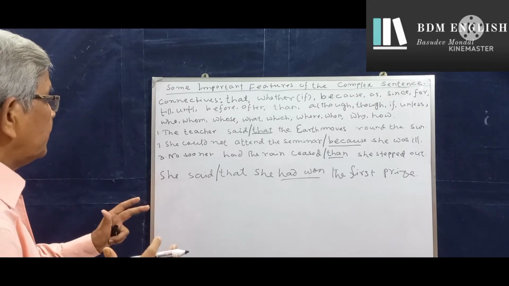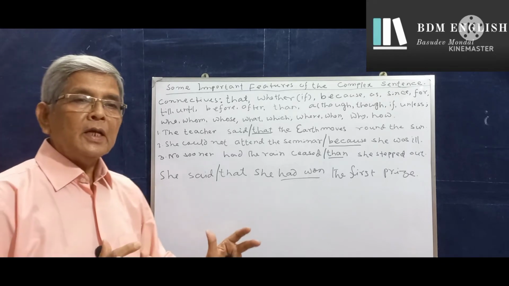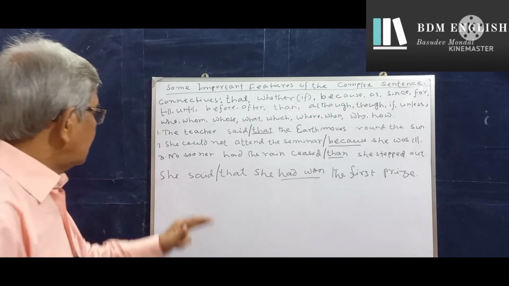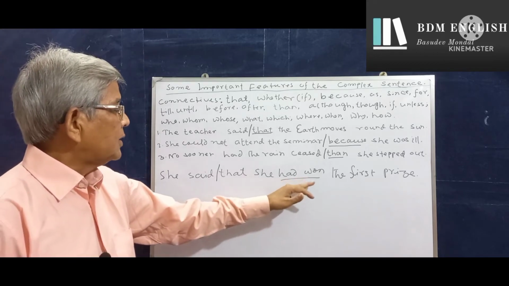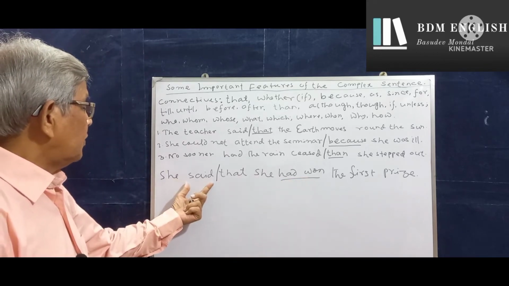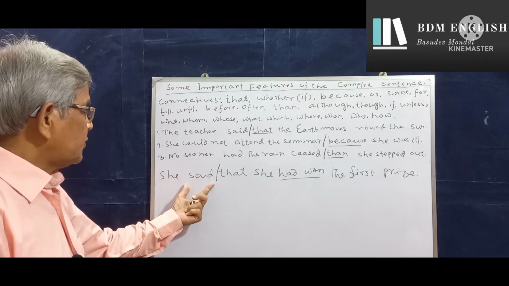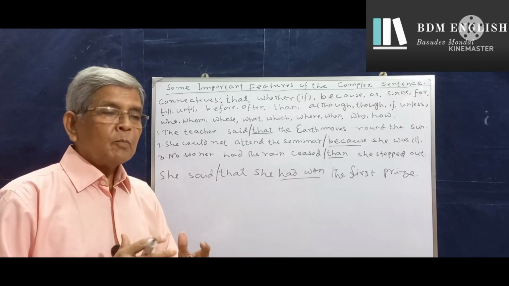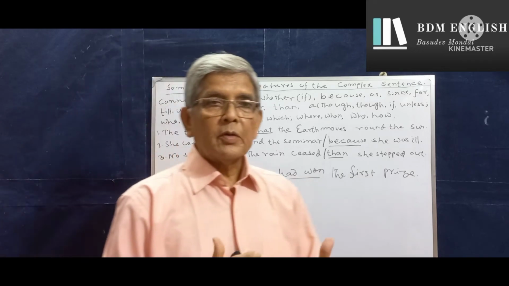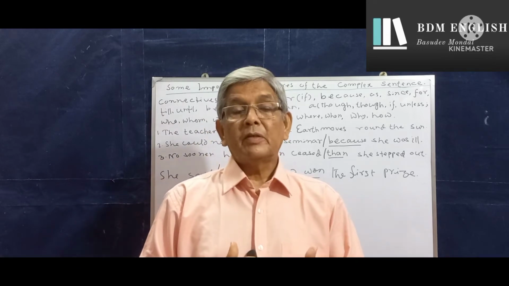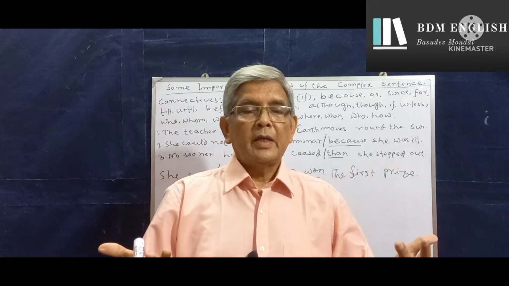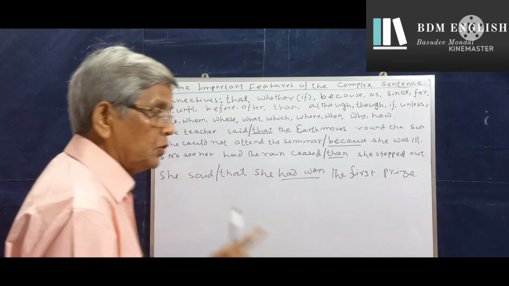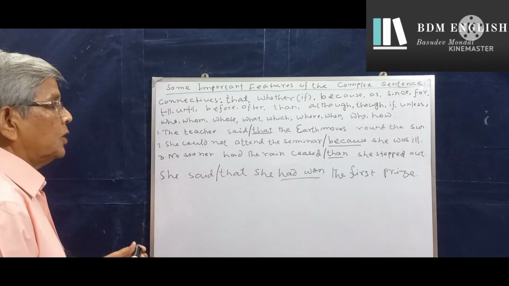Now we cannot say "she said that she has won the first prize," even though the prize is still in her possession. As the verb in the principal clause is in the past tense, the verb in the subordinate clause is to be in some form of past tense. It may be simple past, past progressive, past perfect, past perfect progressive. It may be modal past like would write, would be writing, would have written, would have been writing, etc., according to the situation, according to the context.